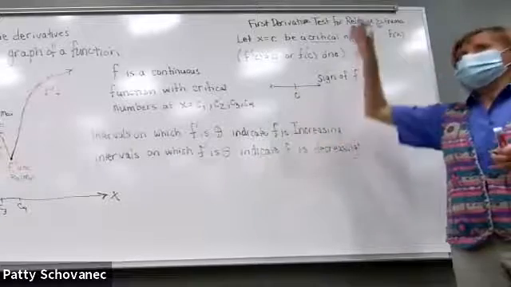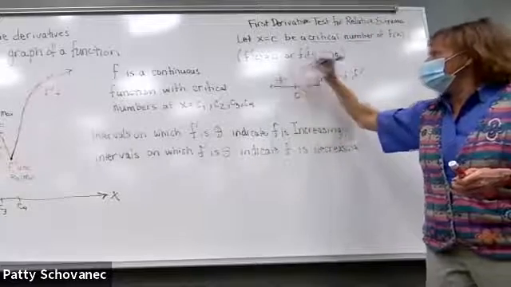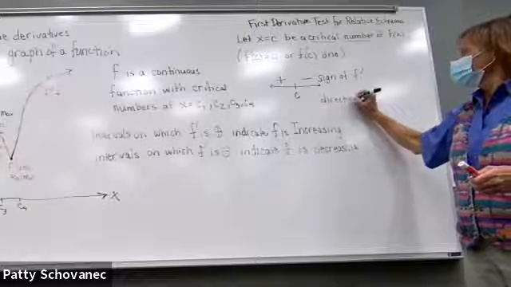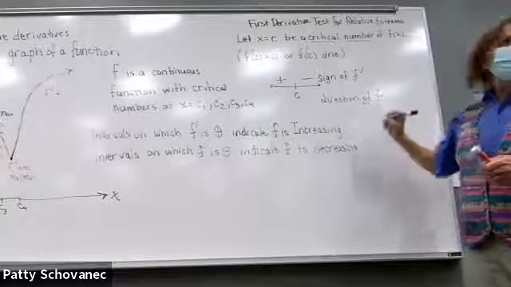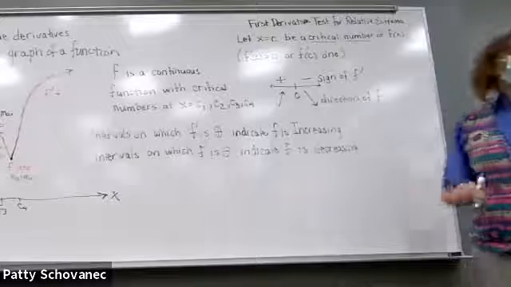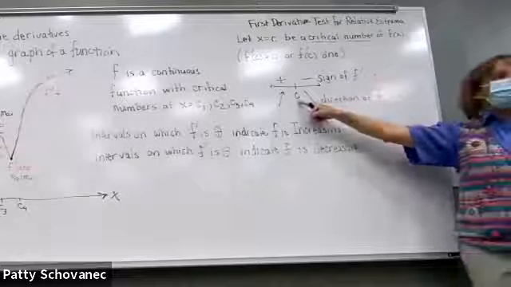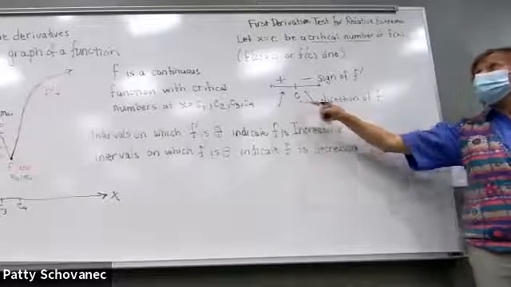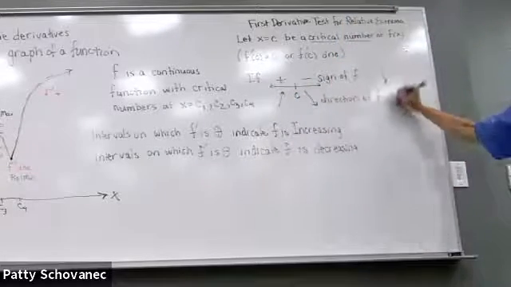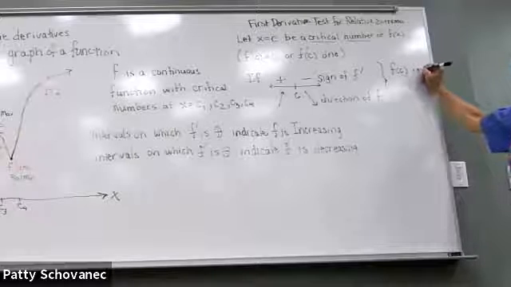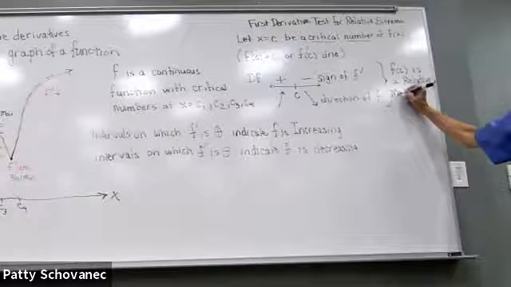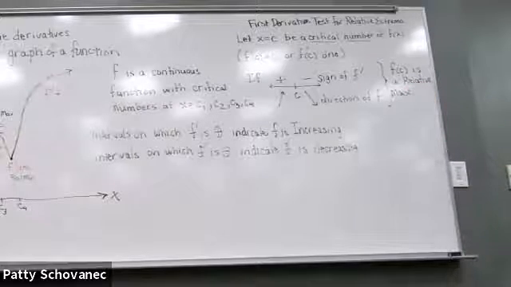If I take a test point and plug it into the derivative and get something that's positive here and then negative here, that tells me the direction of the graph. Positive slope means it rises. Negative slope means it falls. And so if you have that situation, then f of c is a relative max. If it goes the other way, you have a relative min.